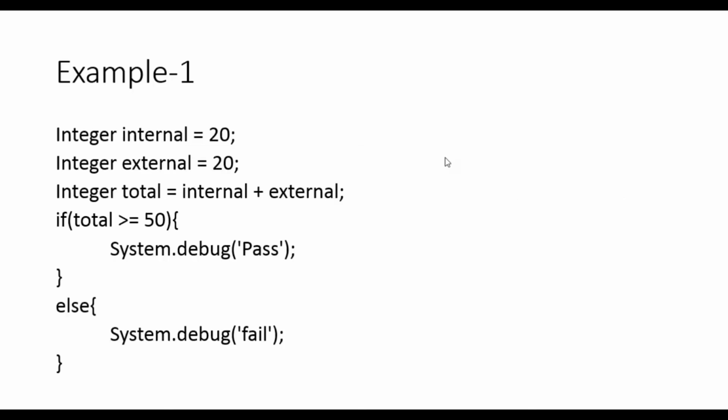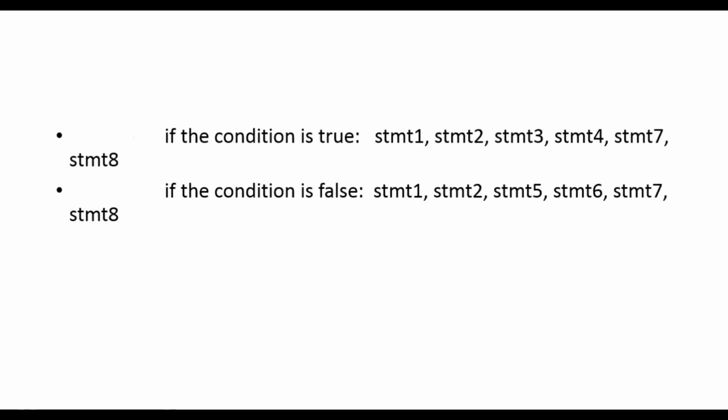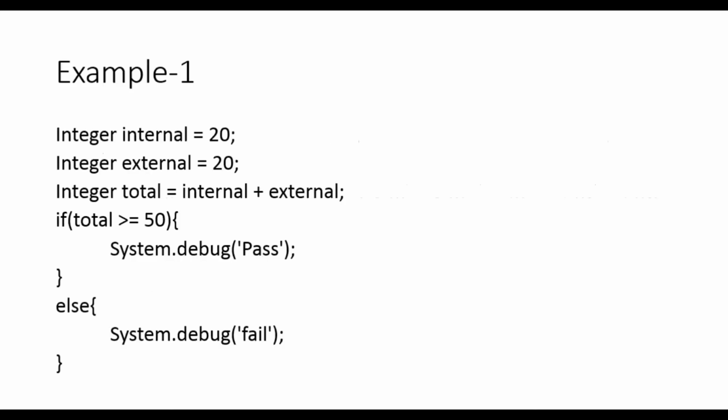So now we'll see an example for if-else. Here I have taken some integer variables: integer internal equals 20, integer external equals 20. So I have directly assigned values. And then I have taken another integer variable called total. I'm just going to calculate internal plus external. So this is going to be the total value.